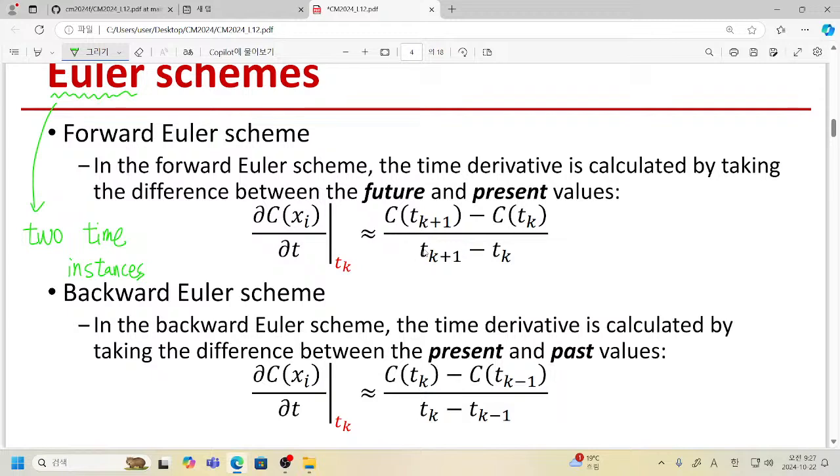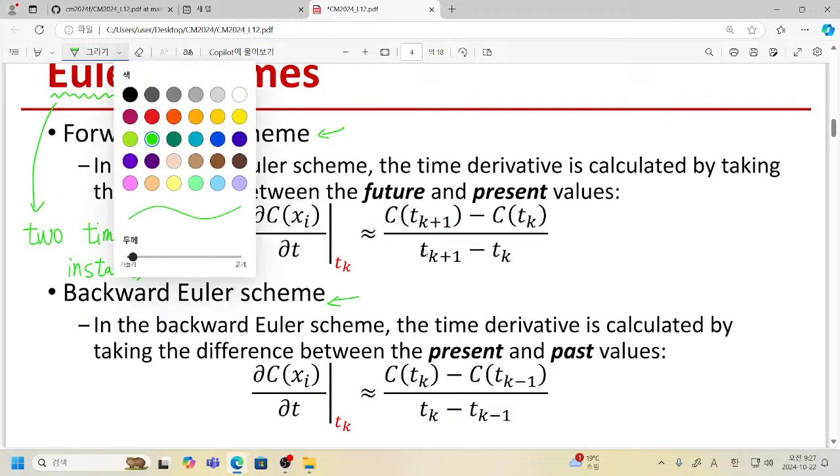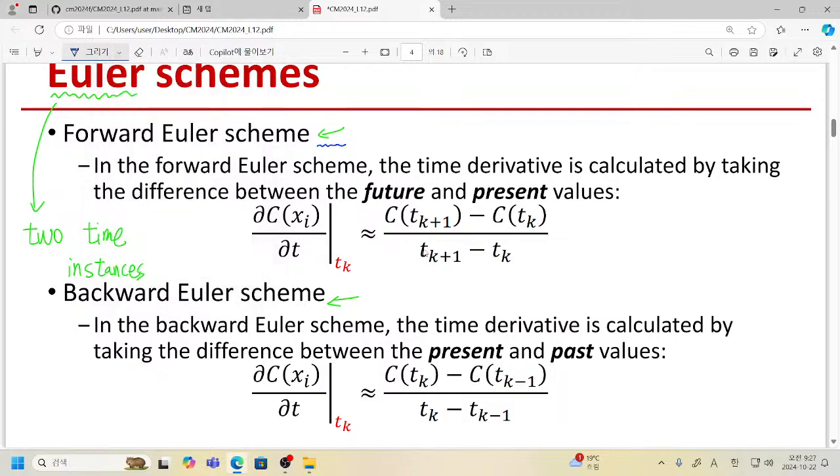However, please note that there are two different versions of our Euler schemes. So today I would like to introduce the difference between the forward Euler and backward Euler schemes. Okay.